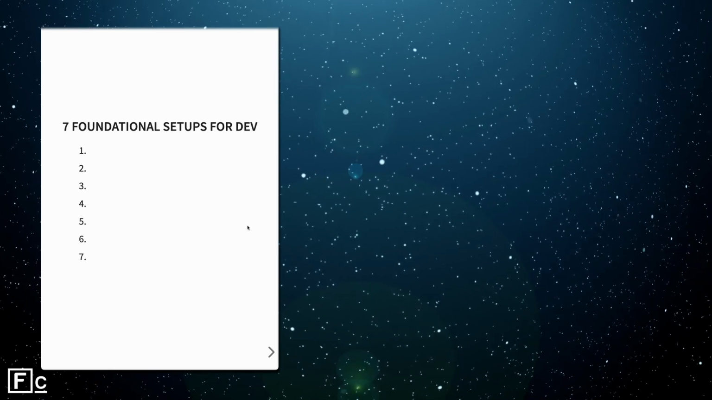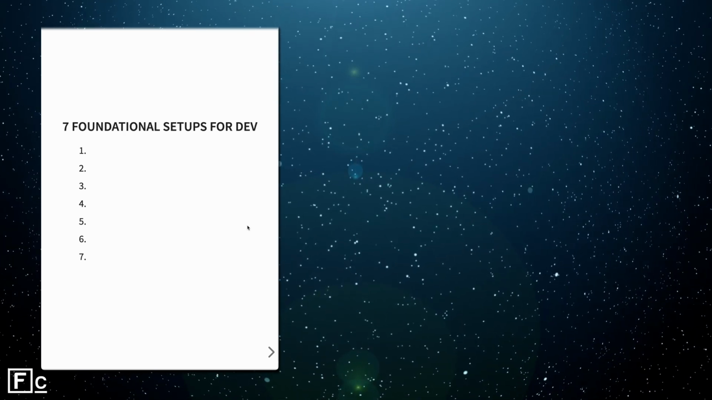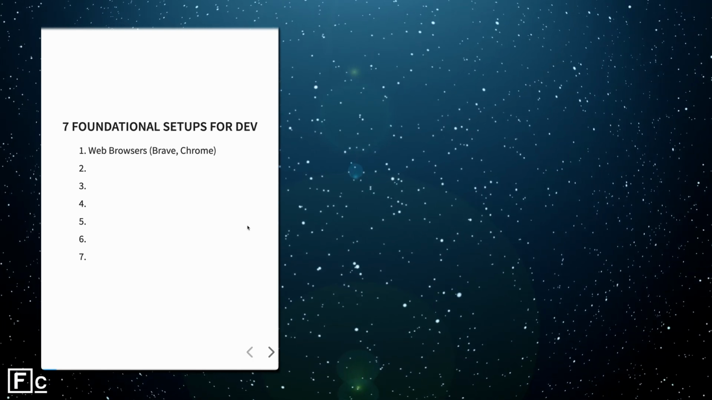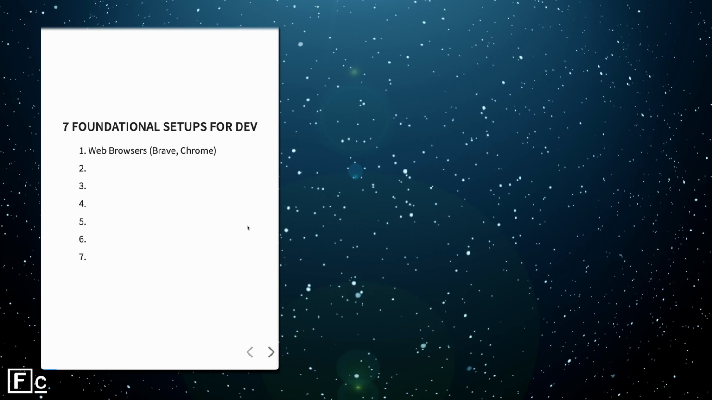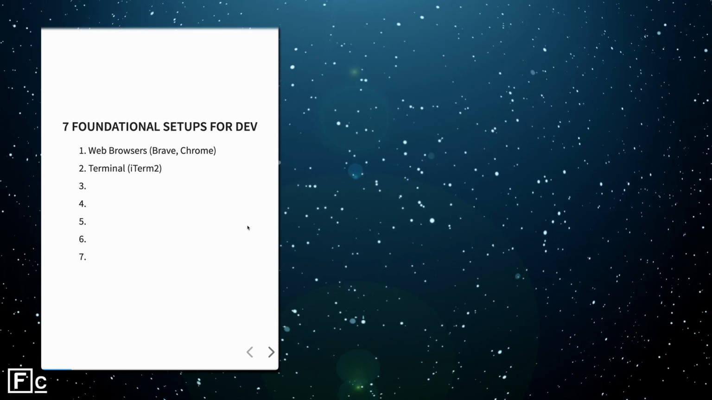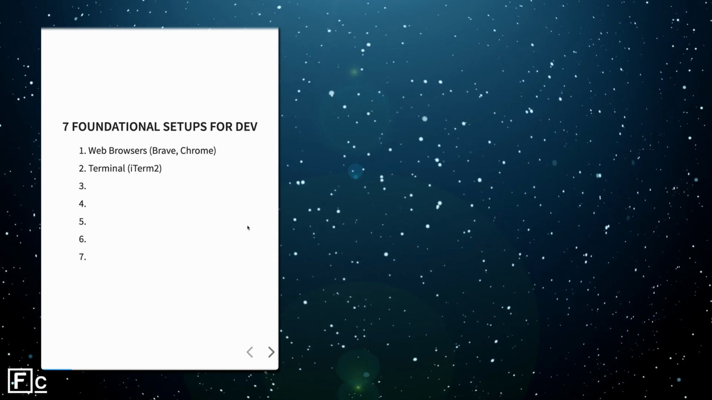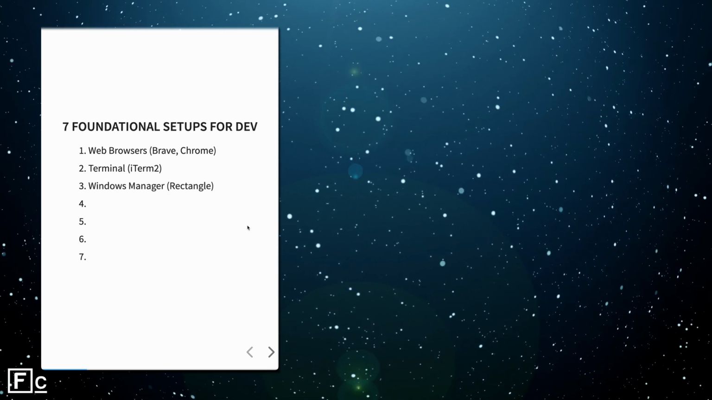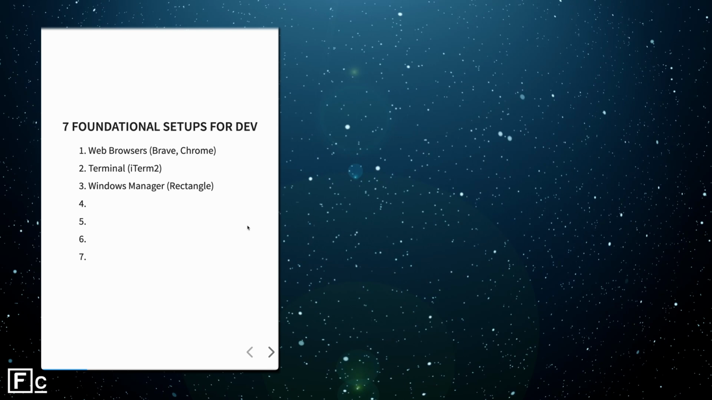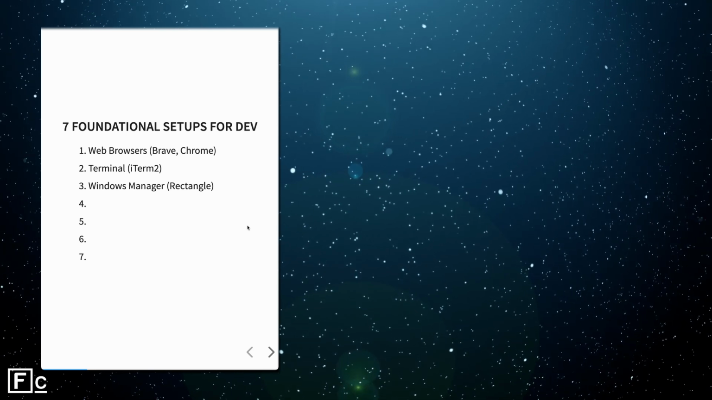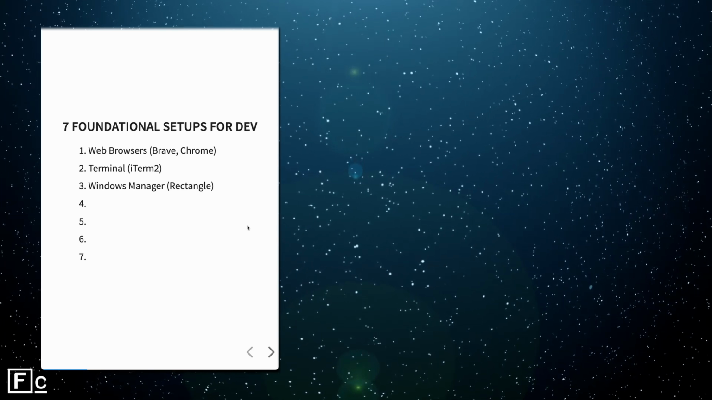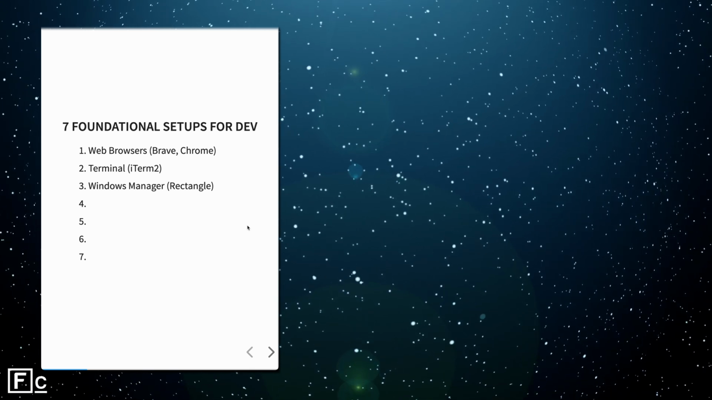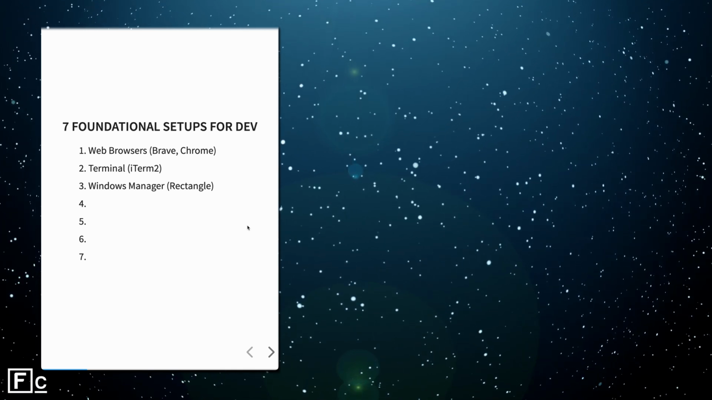In this video, I'm gonna share with you 7 foundational setups that I have for local dev environment. First thing first, I'm gonna install web browsers, which are Brave and Chrome. Next, I'm gonna install terminal, and my favorite terminal is iTerm 2. Next, another tool that I cannot live without is Windows Manager. In macOS, we don't have the native Windows managers, and my favorite application for managing Windows is Rectangle.